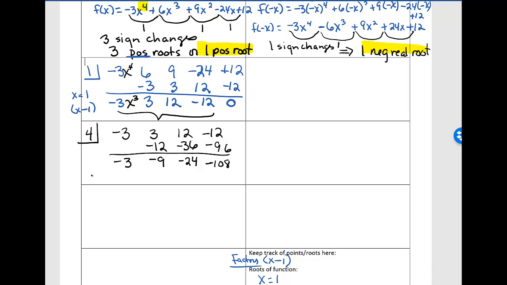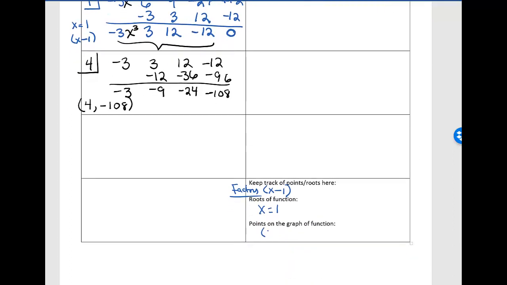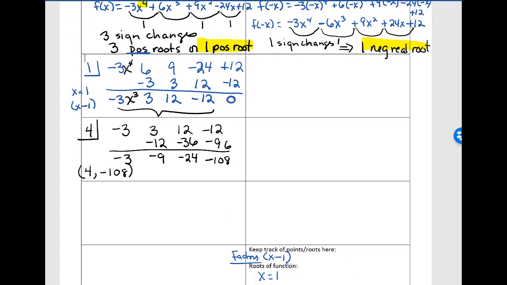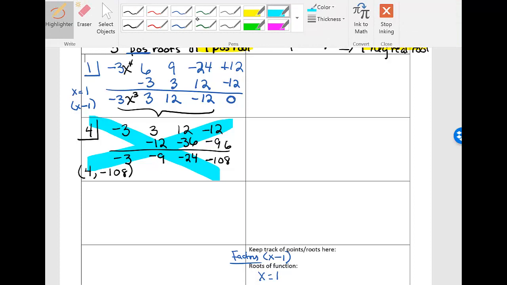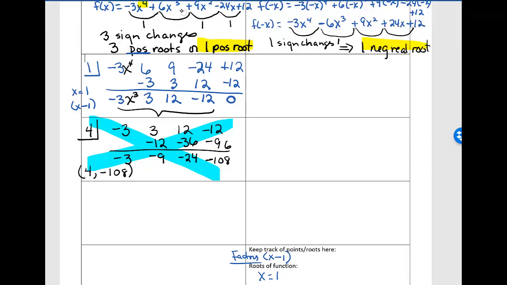a remainder of 0, which means we don't have a root, but we do have a point on our graph at 4 and -108. So I want to go down here and keep track that even though this is not a root, it's going to help us when we graph because we have a 4, -108. So I don't really want to draw an X through this because it was helpful, but it was not helpful in moving us forward on finding our roots. So that guy was a waste, but we still got a point out of it.